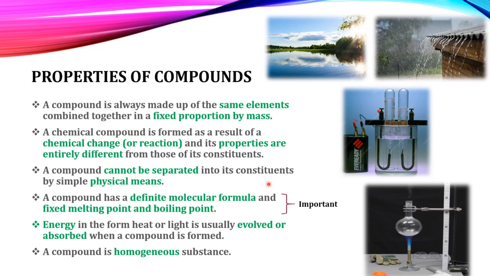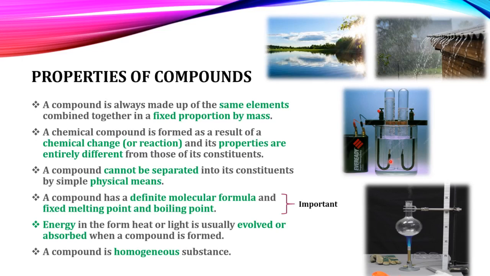For example, again we are considering water. If you want to separate water, that compound, into its constituents, you can use electricity as a means. Here you can see electrolysis is taking place, and we are using electricity in order to separate water into hydrogen and oxygen. Now you don't need to go into the detail of the process for the time being.